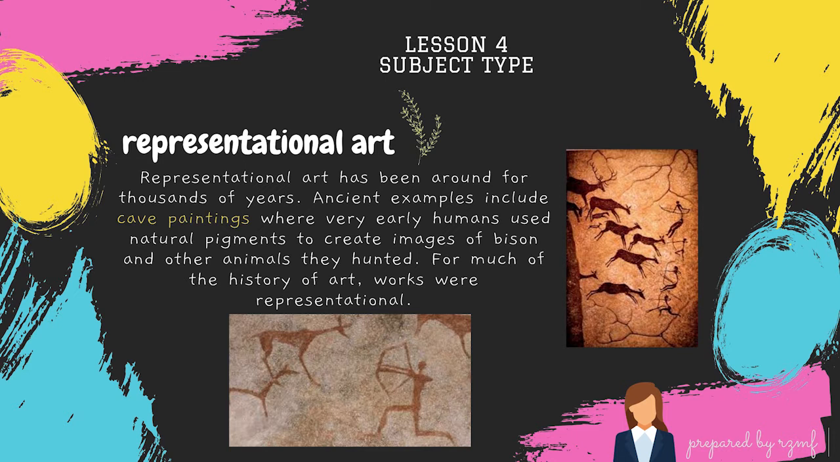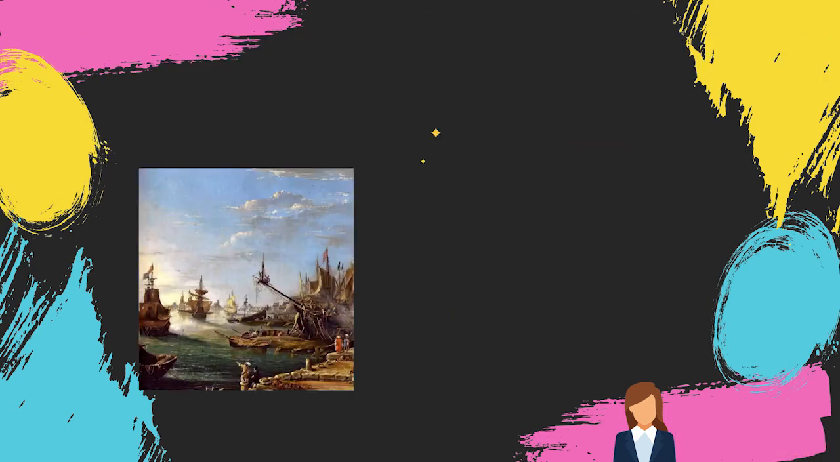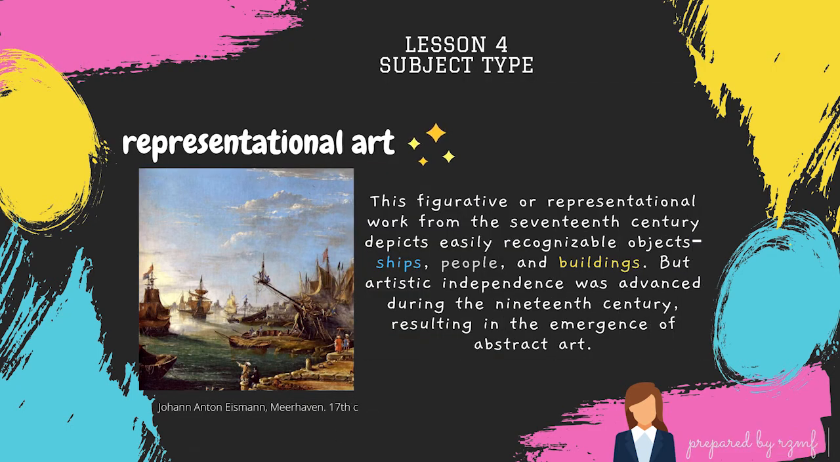Representational art has been around for thousands of years. Ancient examples include cave paintings where very early humans used natural pigments to create images of bison and other animals they hunted. For much of the history of art, works were representational. Just check out some of these examples. We will actually learn more of this one in Lesson 1 of Unit 2. Have you seen one of these personally? What can you say about this kind of art?